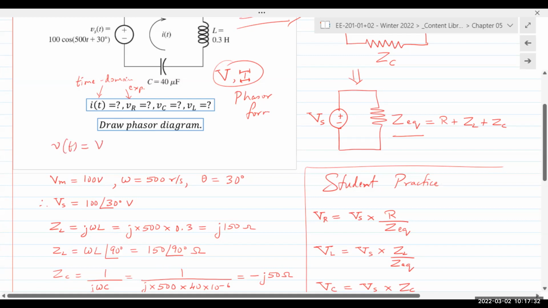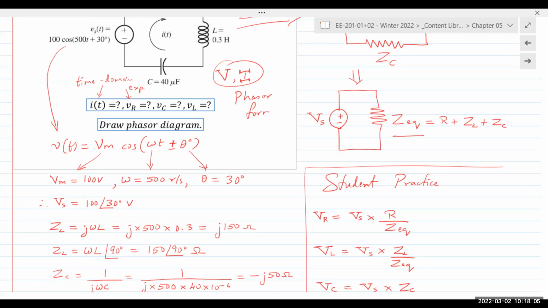V of t is Vm cos of omega t plus or minus theta. That's the standard expression. When I compare the source with that expression, I can extract the value for Vm as 100 volts. Omega is 500 radians per second, and theta is plus 30 degrees.